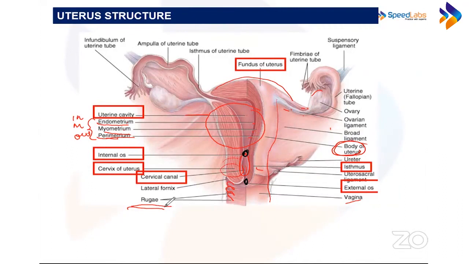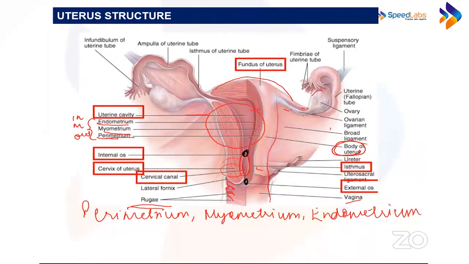Is this clear to you? So we have done this now. I have just told you the different parts of the uterus. Let us do a little bit about the histology of the uterus. You know that the wall of the uterus has three layers. As it is labeled over here, you have the perimetrium, the myometrium, and the endometrium.